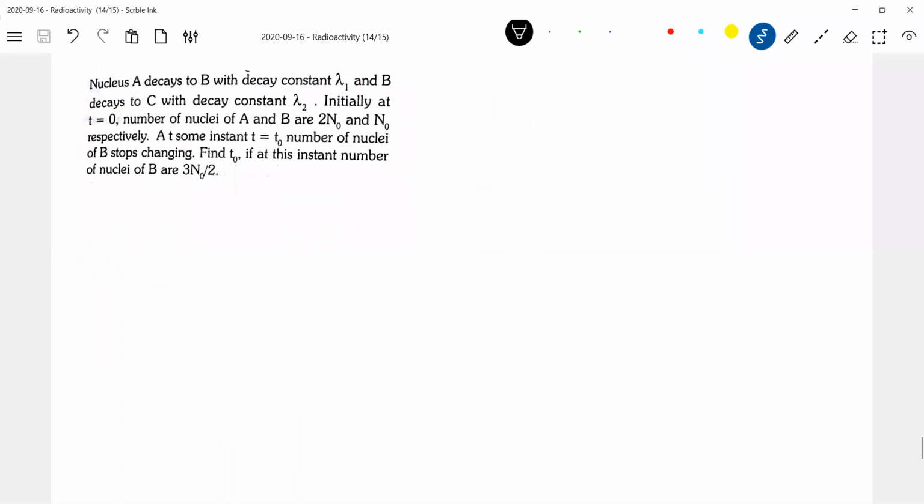Okay, one more, we'll do it. Nucleus A decays to B with a decay constant lambda 1, and B decays to C with lambda 2. Initially at t equals 0, the number of nuclei of A is 2 N naught, that of B is N naught, and C is 0. At some instant t equals t naught, the number of nuclei of B stops changing. Find t naught if at this instant the number of nuclei of B is 3 N naught by 2.